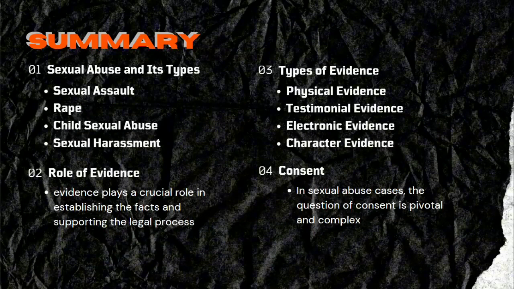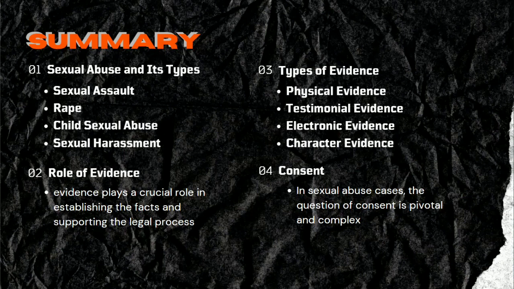And lastly, we have the summary. So we have the sexual abuse and its types: the sexual assault, rape, child sexual abuse, and sexual harassment. The role of evidence, which plays a crucial role in establishing the facts and supporting the legal process. Third, the types of evidence. We have physical, testimonial, electronic, and character evidence.